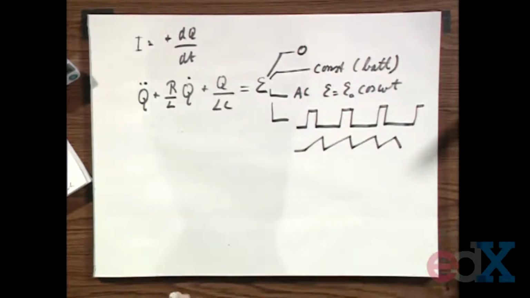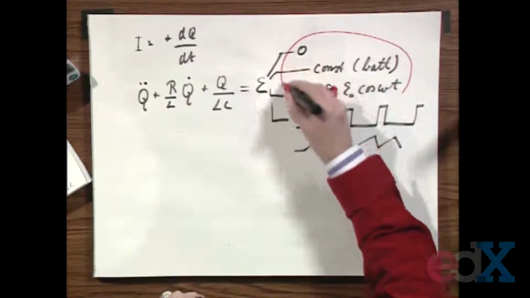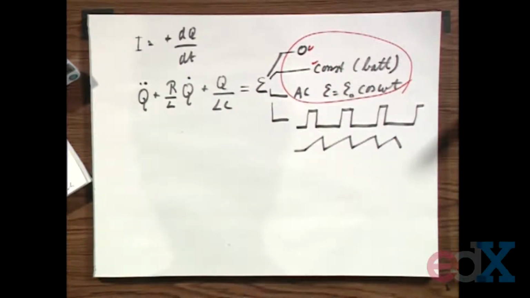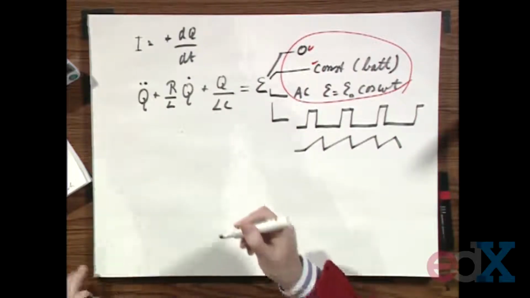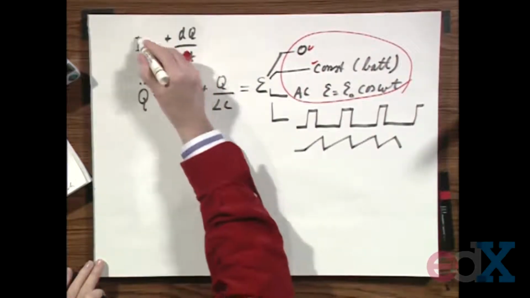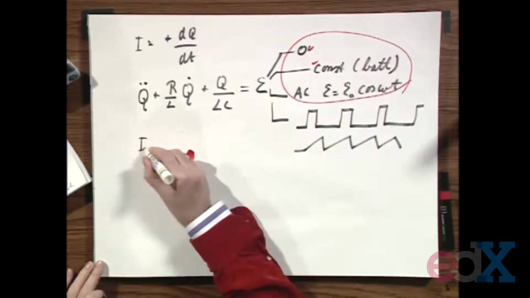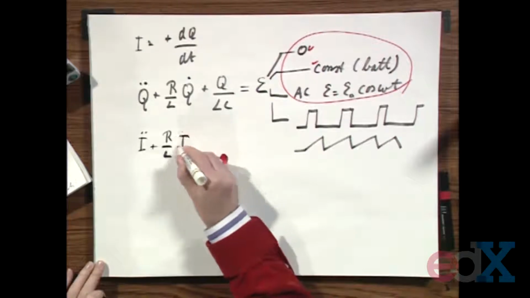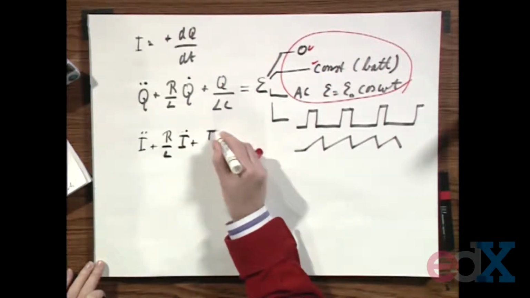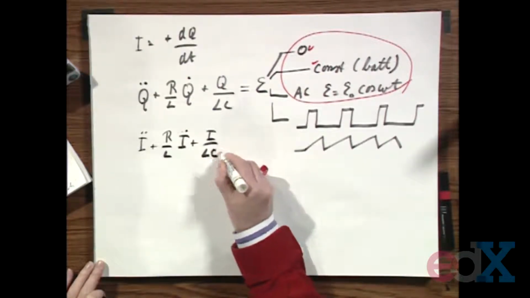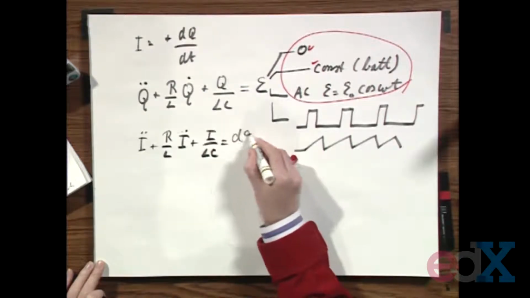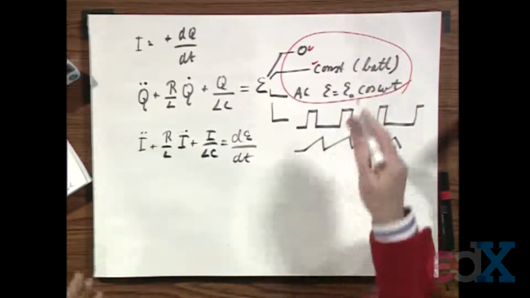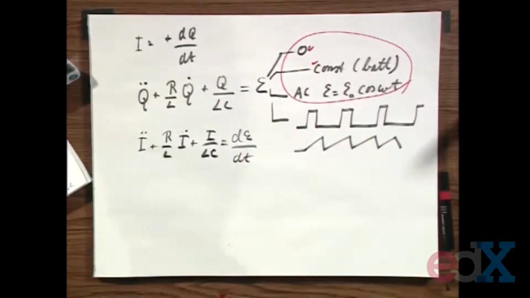We will only, in 8.02, deal with these two, and I will first consider the first two. You can also write this one using I equals dq/dt, that I double dot plus R divided by L times I dot plus I over LC equals dE/dt, the derivative of this driving voltage, so to speak.